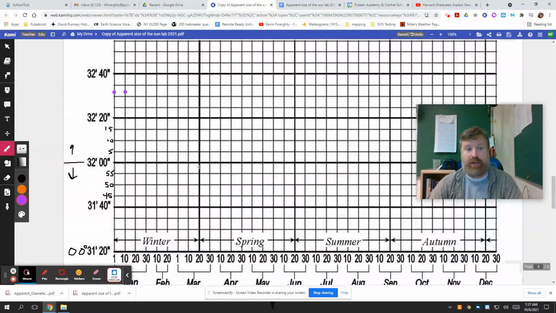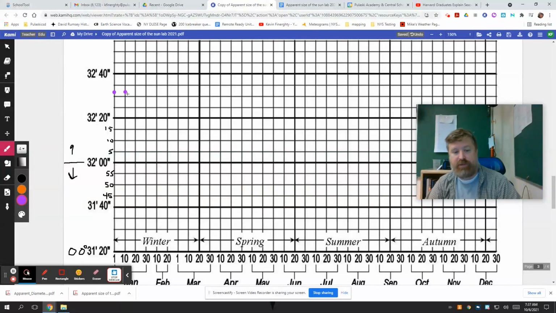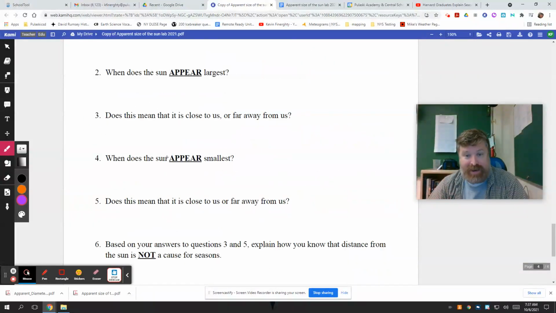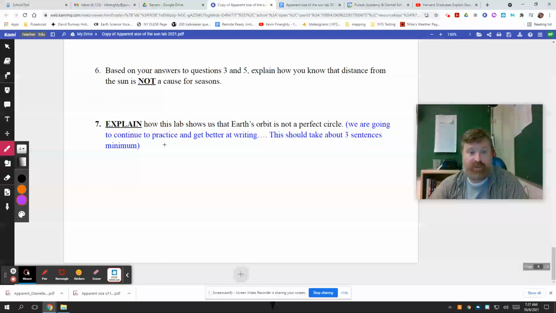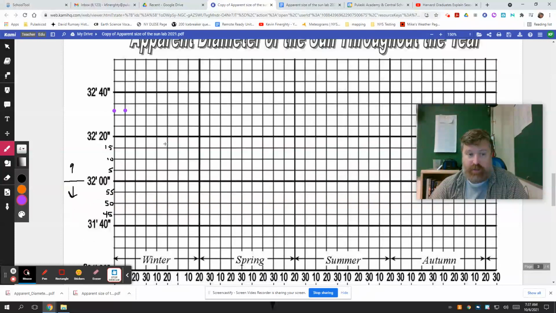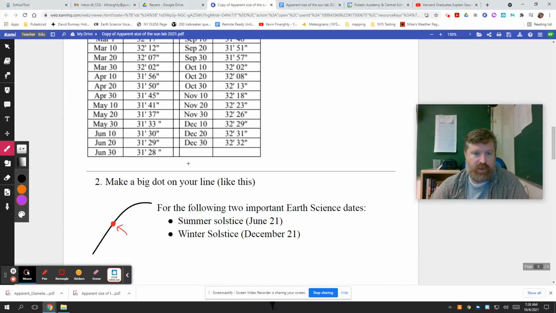So the thing to keep in mind as you do it, if we're high on this chart, that means it appears large. So what does that mean in terms of where it is? Closer to us or further from us? When it's low on this chart, it appears small. So what does that mean about where it is? All right. If you keep that in mind, you'll bang right through these questions. And maybe find a surprise about when the sun is actually closest to us. It may feel backwards from what you think, but you will find that out.